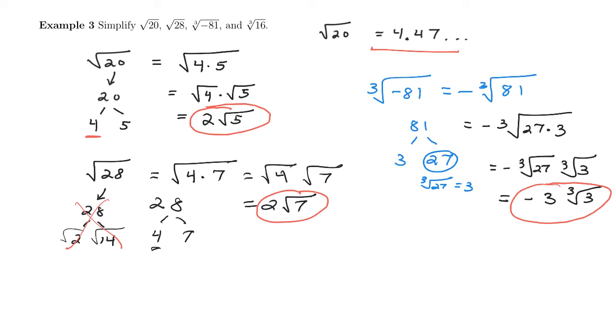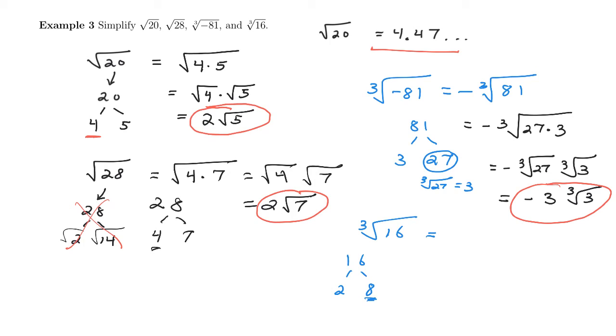And so lastly here, let's work on the cube root of positive 16. All right. So 16 is 4 times 4. That's not good. What about 2 and 8? Okay, this is going to work out well because the cube root of 8 is 2.